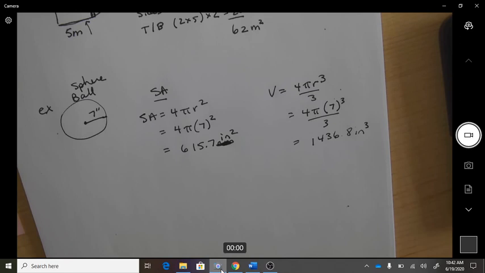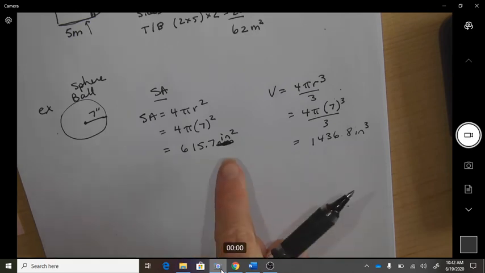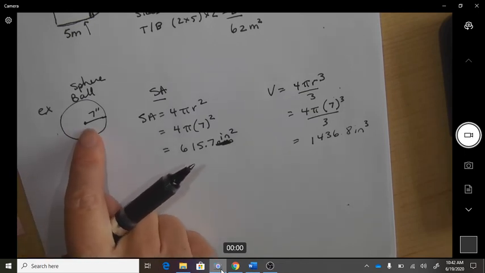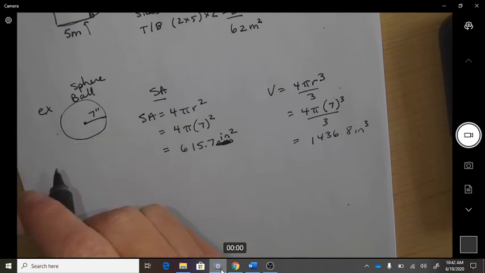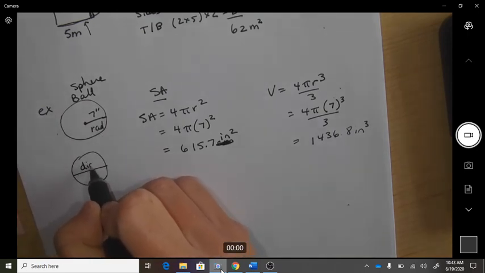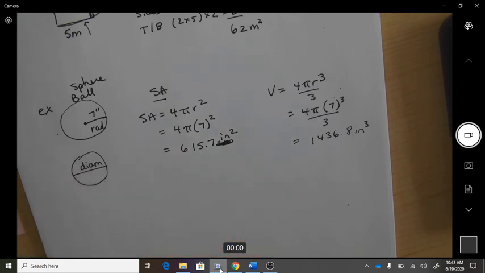So plugging into a formula, make sure squared for area, cubed for volume. Sometimes the only thing I could trick you with is if I give you a diameter instead of a radius. Then you would just have to divide by 2.